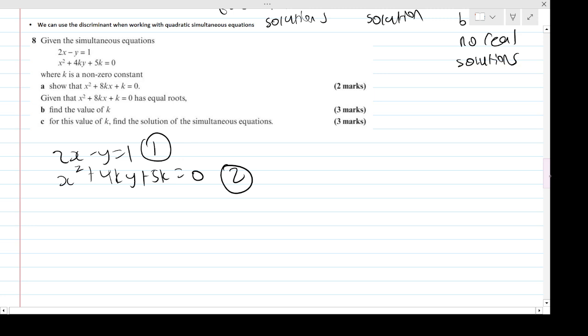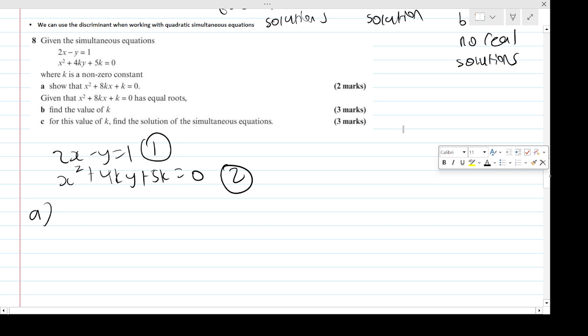But it makes things harder because we can't actually get an actual number for x and y because this k is in the way. So then it says in part A, show that x squared plus 8kx plus k equals 0. Might seem a bit out there, but really the strategy with this type of question is just do what you normally do, right? Don't forget k exists, but pretend it's just a number. Just solve it out how you normally would.